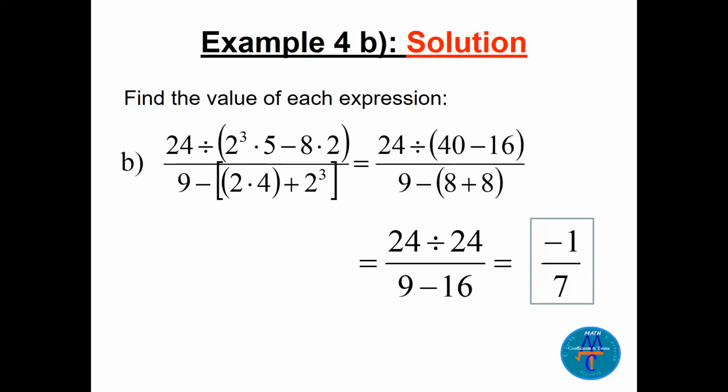Now, down in the denominator, I have in the bracket 2 times 4, that's 8. 2 cubed also is 8. 8 plus 8, 16. So 9 minus 16 in the denominator. And then in the numerator, 40 minus 16 is 24. 24 divided by 24 is 1. And then we have a minus there. That's why I put minus 1 over 7. You can put 1 over minus 7. It's the same in math. You can take minus 1 over 7, 1 over minus 7, or minus on the line 1 over 7. These three are the same.